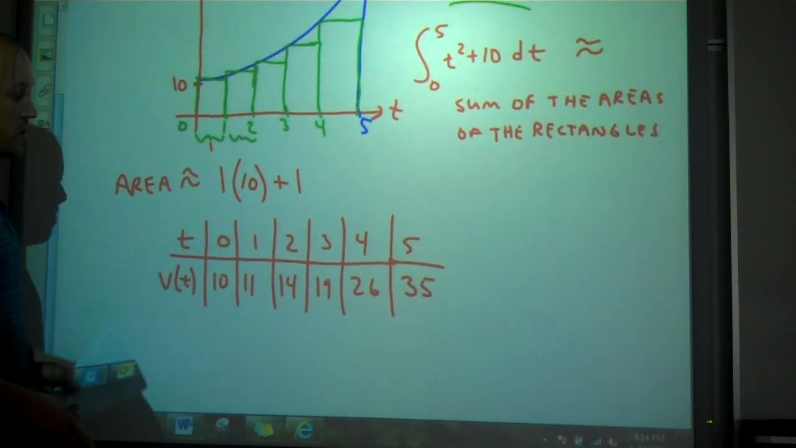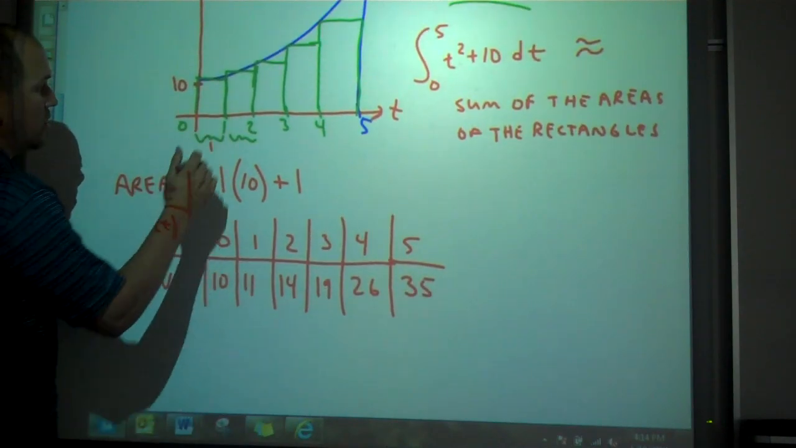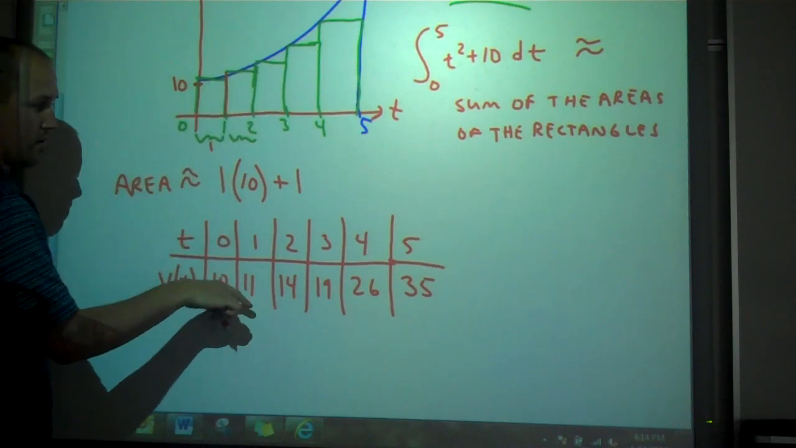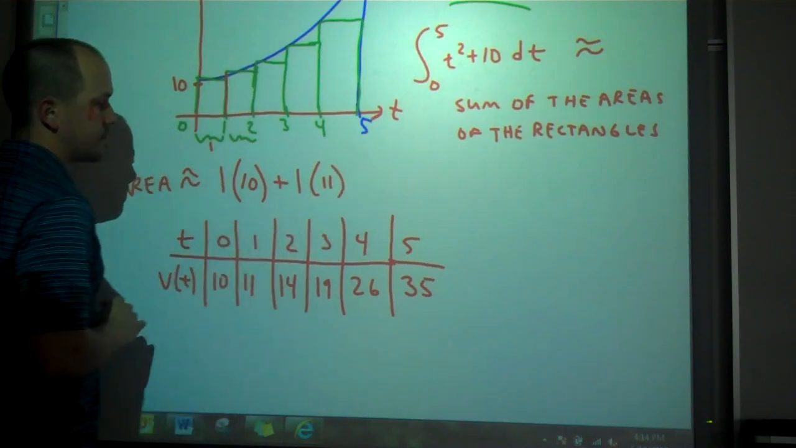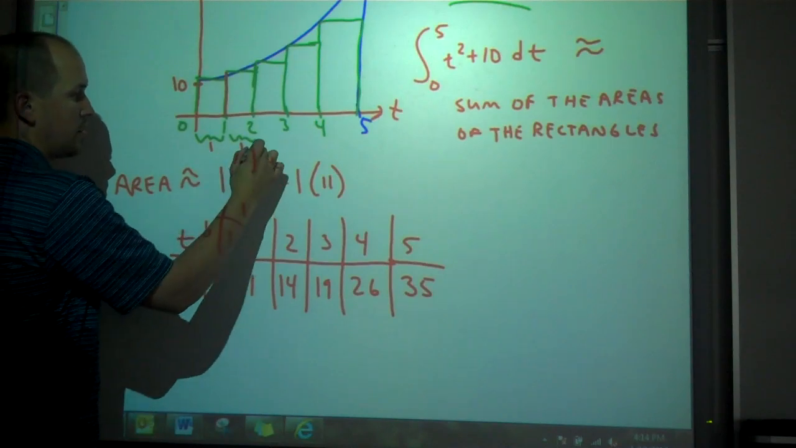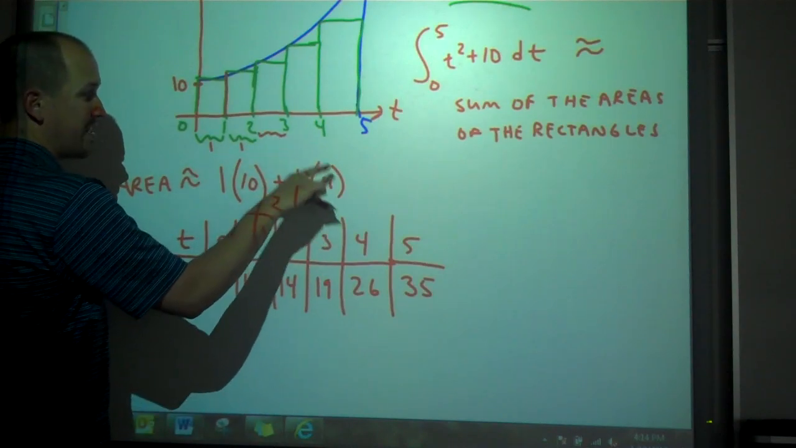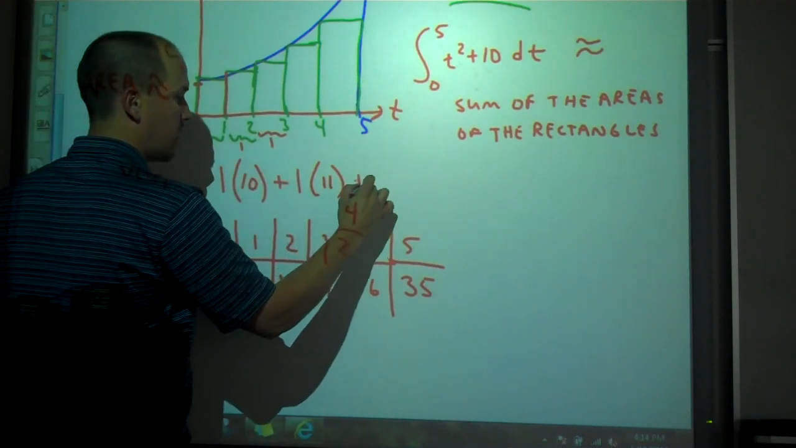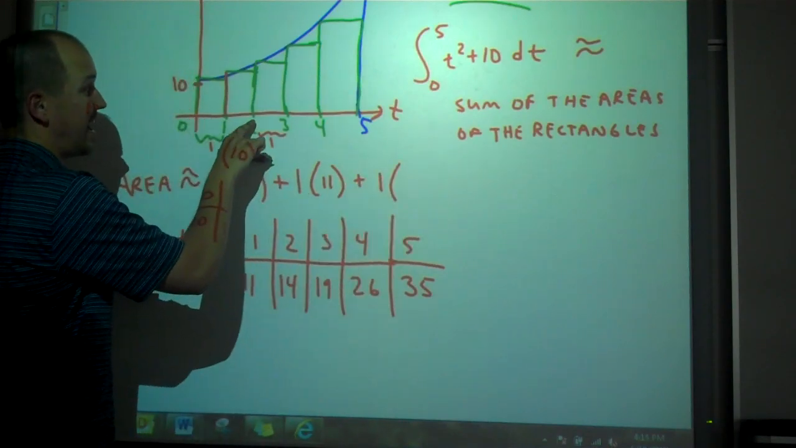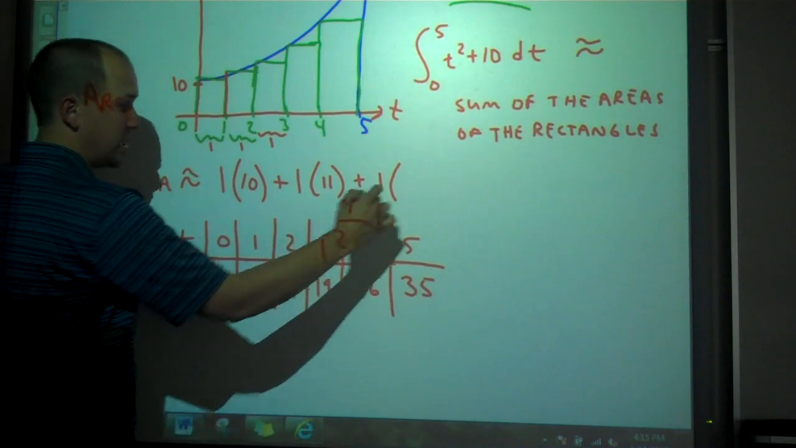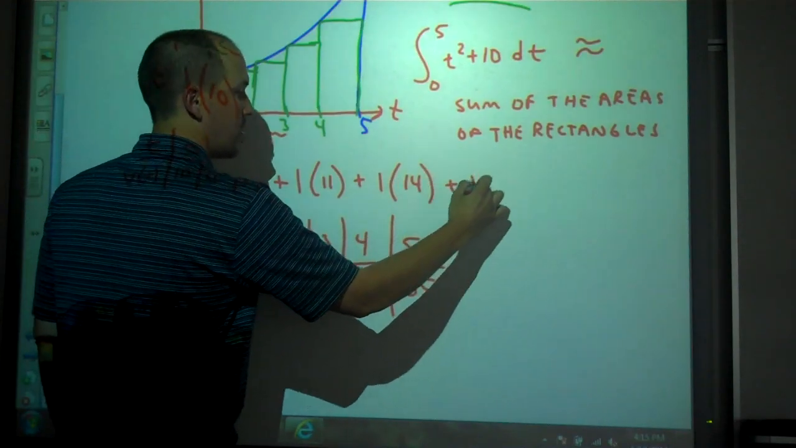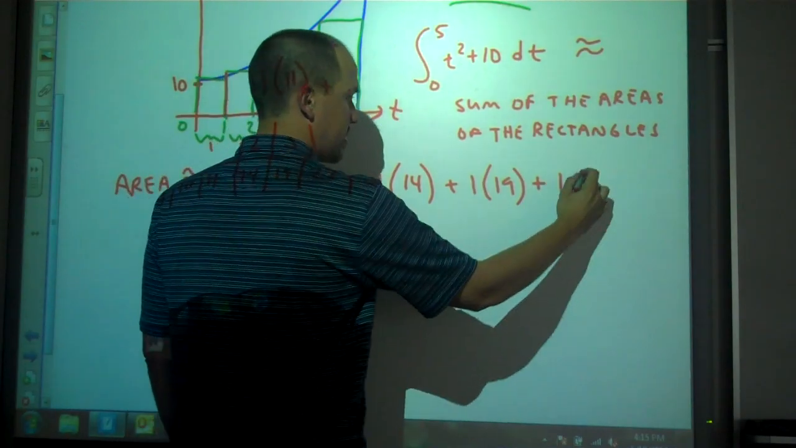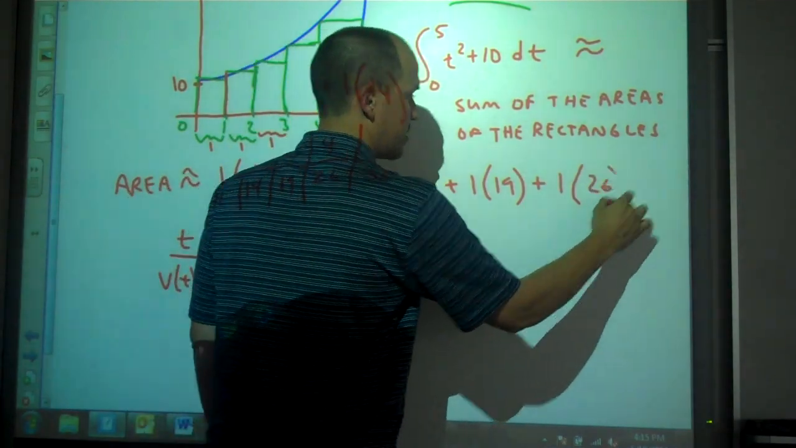Okay, so what's my height at 1? What is that height? It's 11. The width of this next rectangle is 1. So the width, and then the height at 2 is 14. Length times height, width times height.